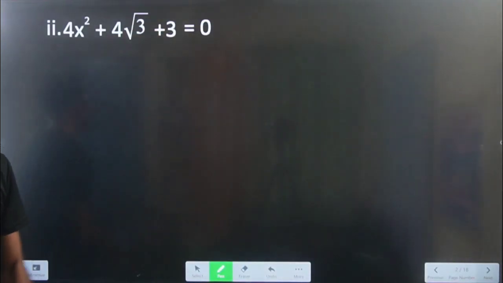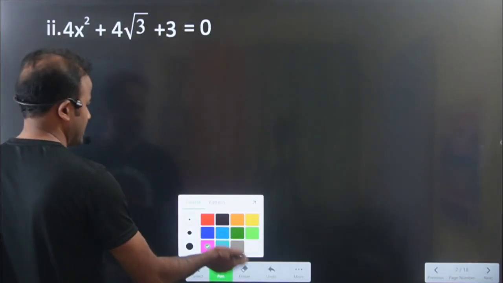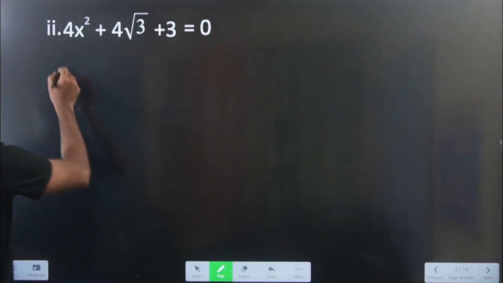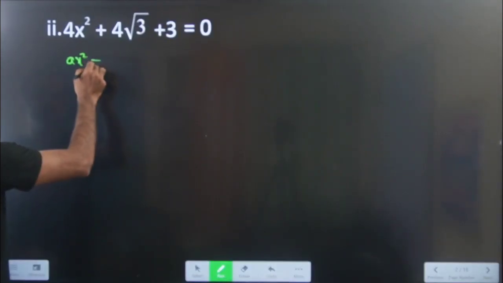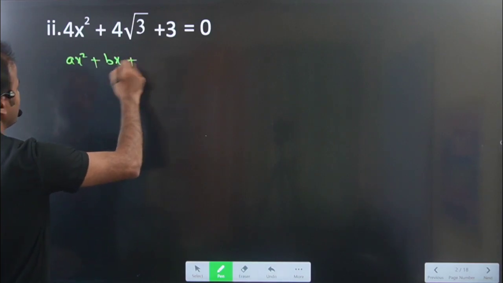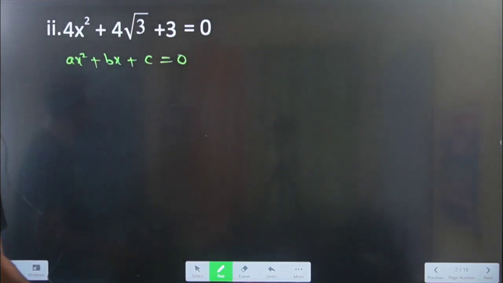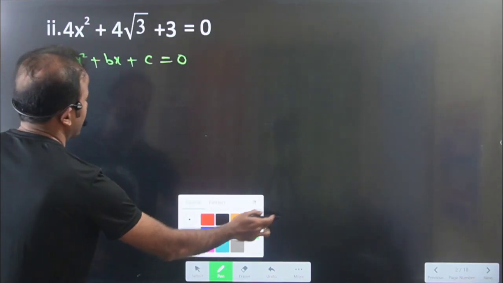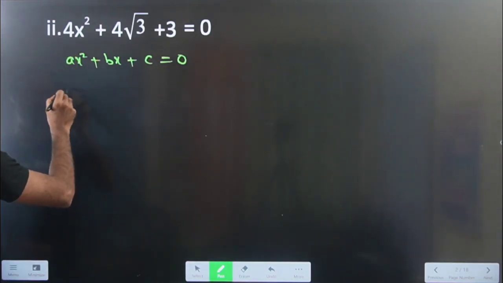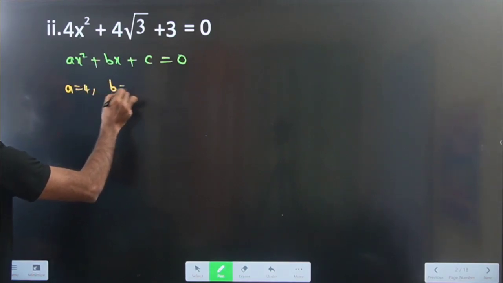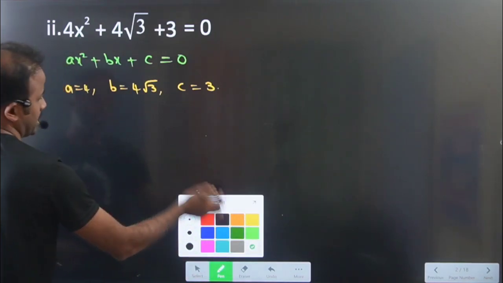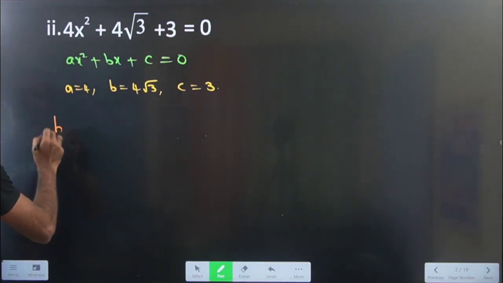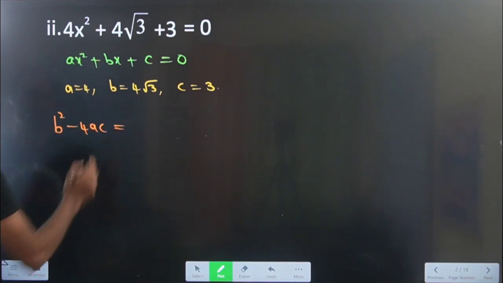In this question we have 4x square plus 4 root 3 x plus 3 equal to 0. In a similar way you have to do it here also. First, write the values of a, b, c by comparing the given equation with the standard form ax square plus bx plus c equal to 0. The x square coefficient a is 4, the b value is 4 root 3, and the c value is 3. From this we can calculate b square minus 4ac.